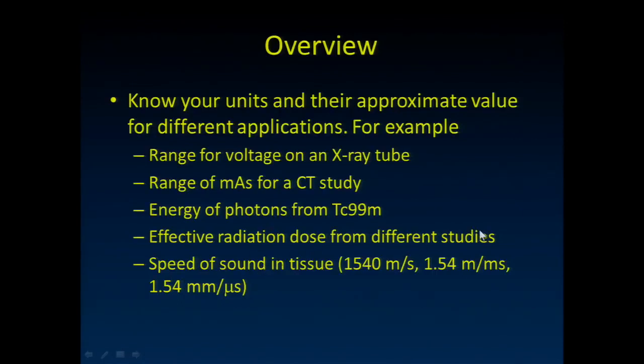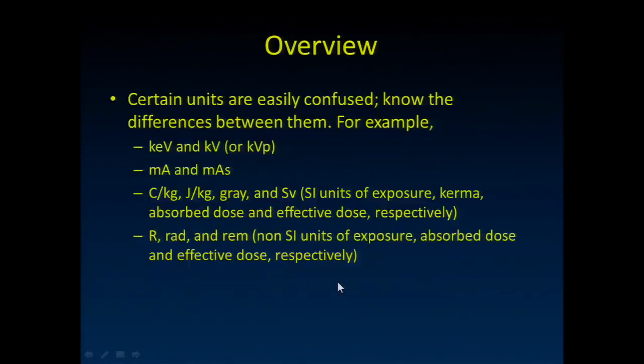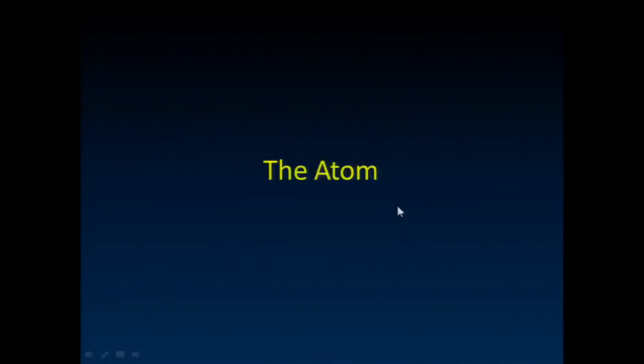Effective radiation doses for some different studies, speed of sound in tissues, and realize that some of these are easily confused. keV, which is a measure of energy, is often confused with kV or kVp, which is a measure of voltage. The concept of mA, which is a current, and milliamp seconds, mAs, which is a charge when we multiply by seconds, are often confused. And then some of the units of dose are also confused with each other. We'll talk about those when we talk a little bit about radiation biology.